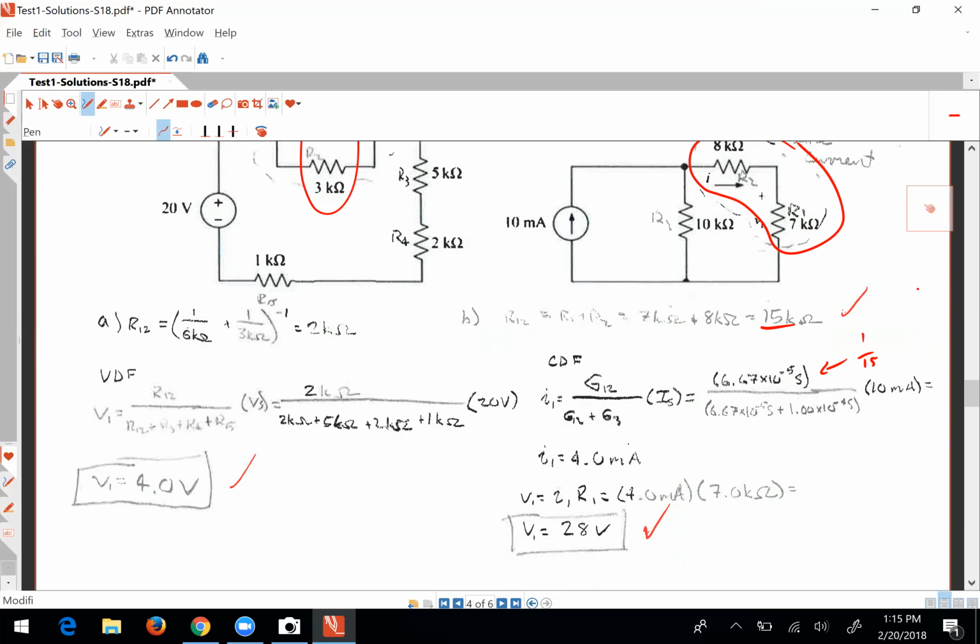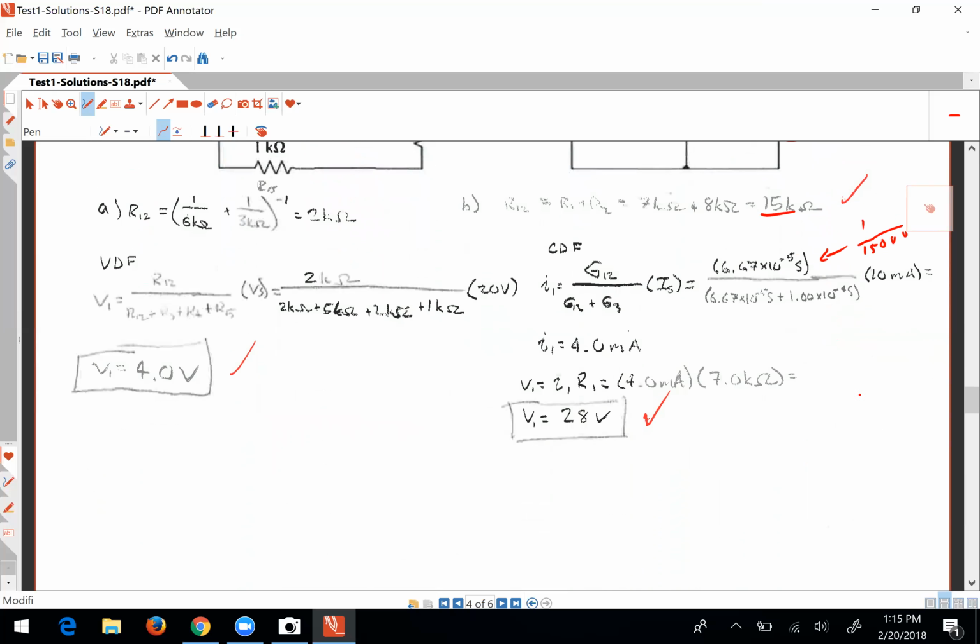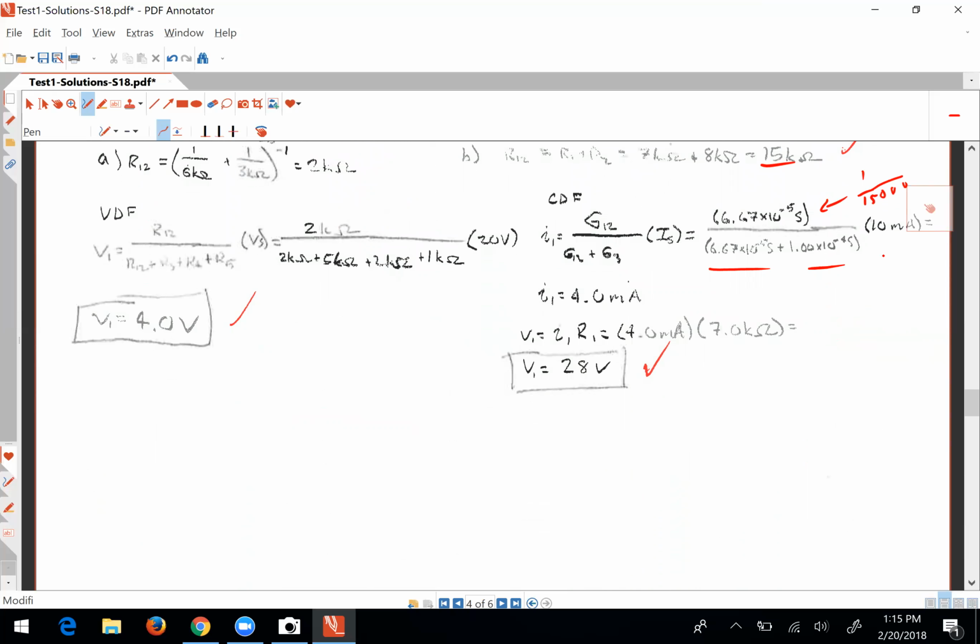And he kept it in ohms, and that's fine. 15 is 1 over 15,000, so that's 6 times 10 to the minus 5 Siemens, and then that is the reciprocal of the sum of the reciprocals. So giving you 4 milliamps and 28 volts altogether to do that.